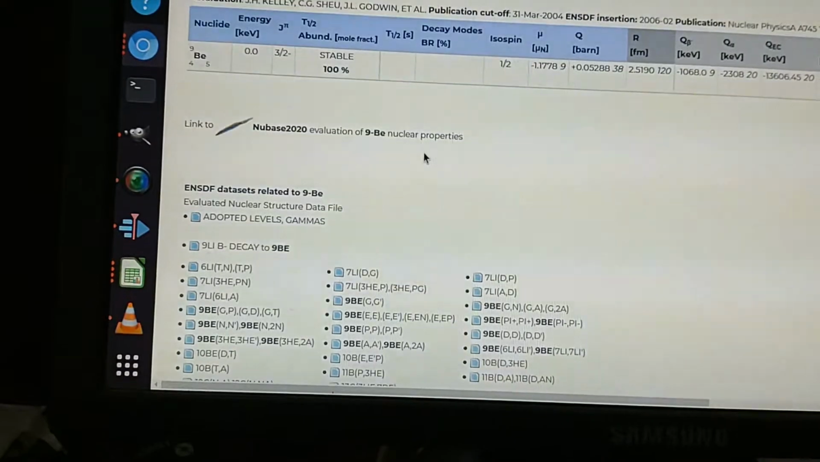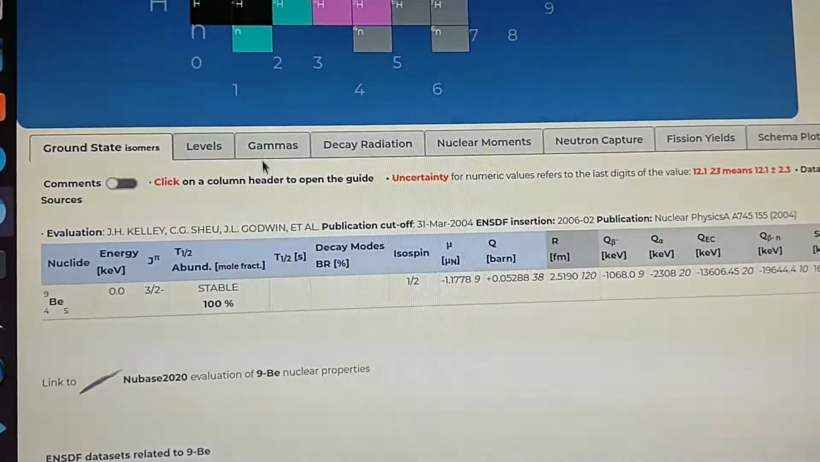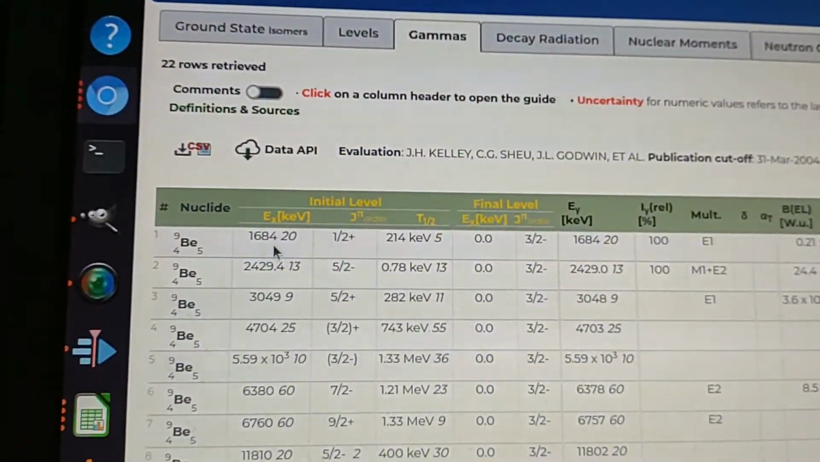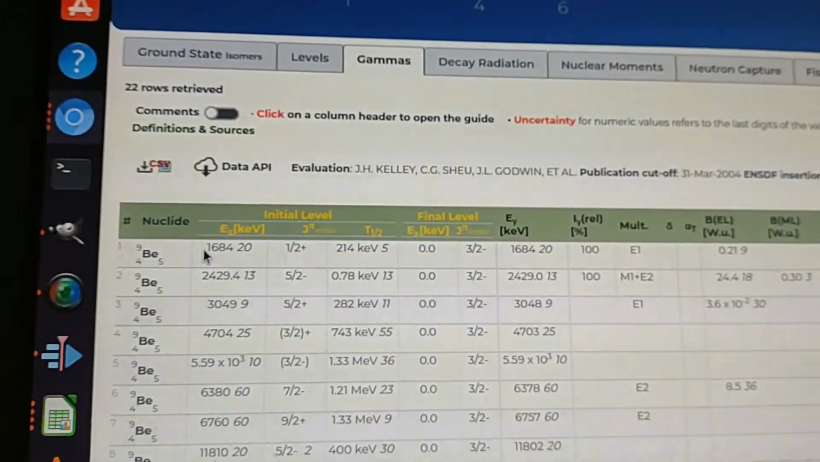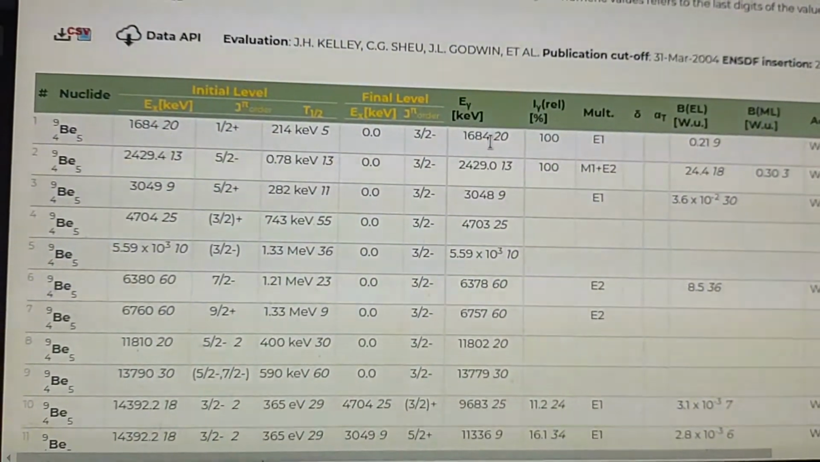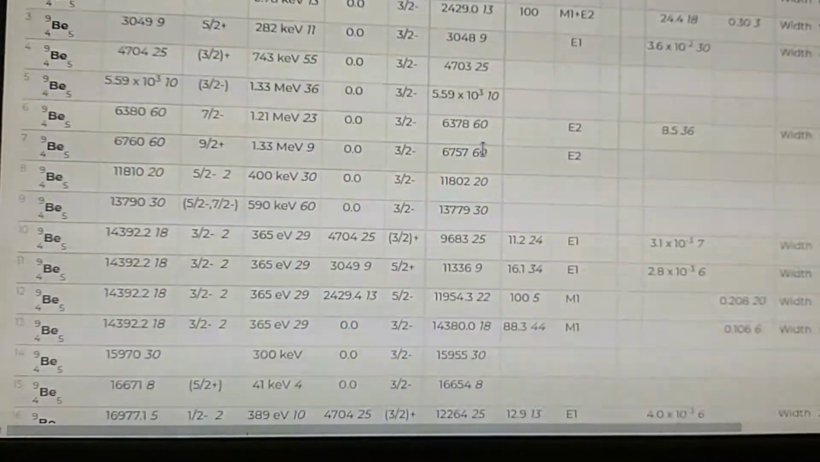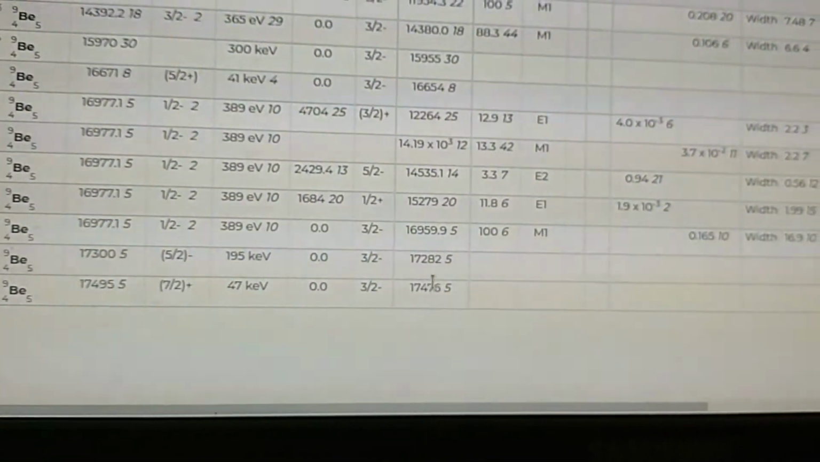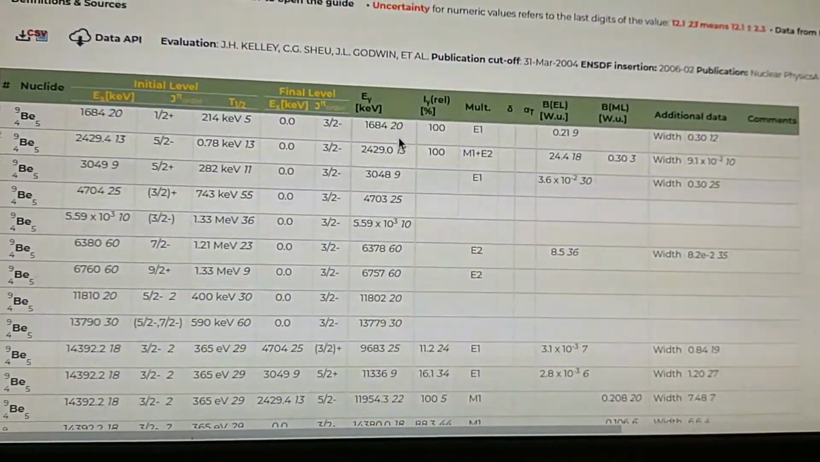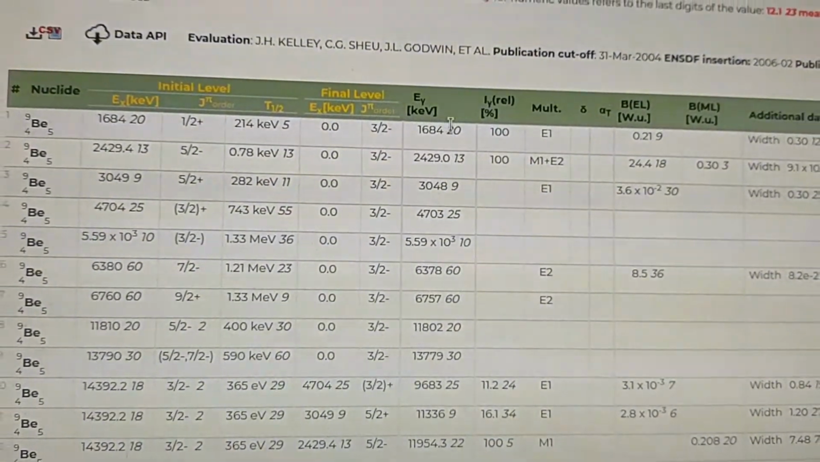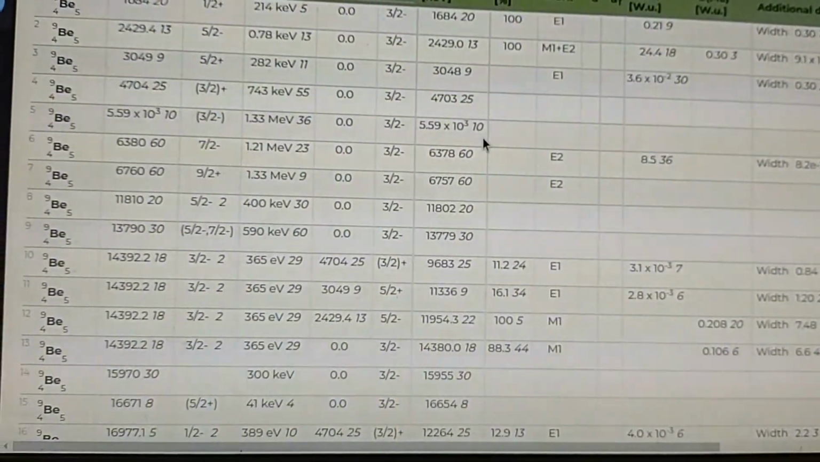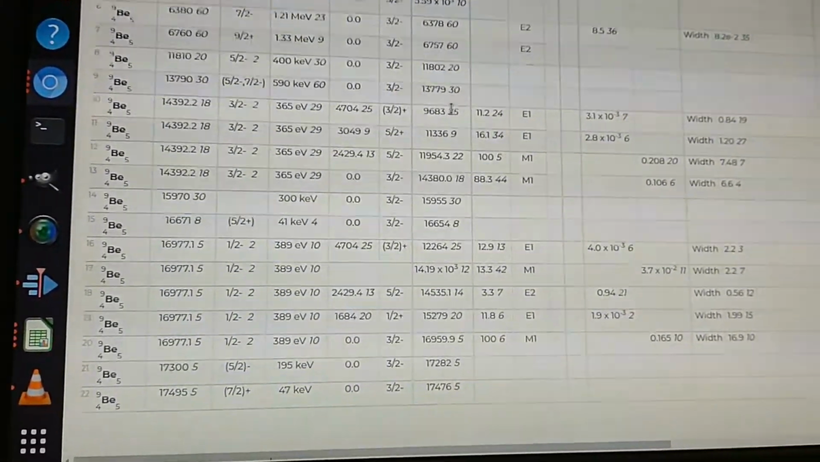Let's see, do we have any gamma ray transitions for beryllium? Gammas. keV. Beryllium 9.4. This is 1.6 megavolts. Wow. I don't know, these are very high energies for these gamma transitions. 3 megavolts. I'm not really seeing anything in our range there.